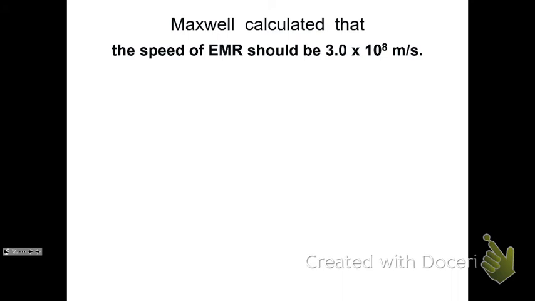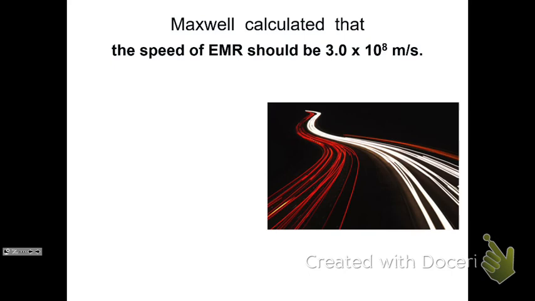Maxwell calculated that the speed of EMR should be 3 times 10 to the 8 meters per second. And from that, he realized that electromagnetic radiation will travel at the speed of light. Okay, that is important as well. So, make sure you know this. Which is related or similar to the speed of light, right? So he's kind of making that connection that electromagnetic radiation will travel at the speed of light. So they travel at the same speed. Because light is EMR, right?